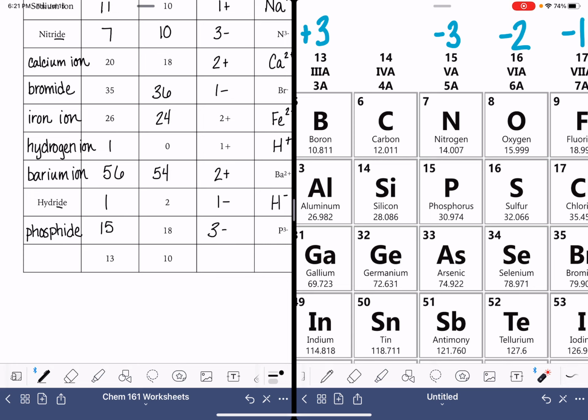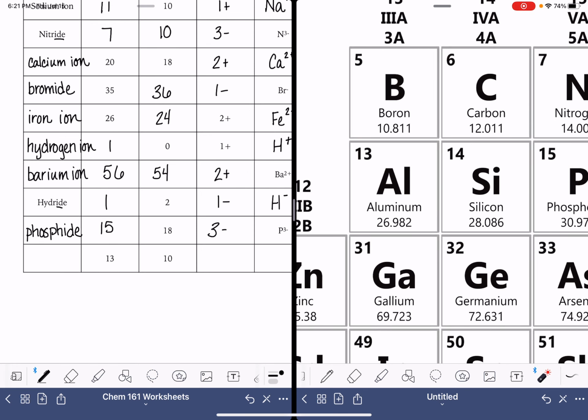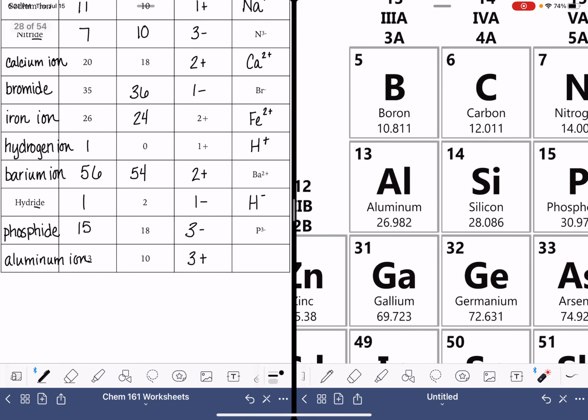Last but not least, 13 protons. That's going to be aluminum. With 10 electrons, that will be a 3+ ion, 3 more protons than electrons. So this would be aluminum ion. And the symbol for that will be Al with a 3+ in the upper corner.